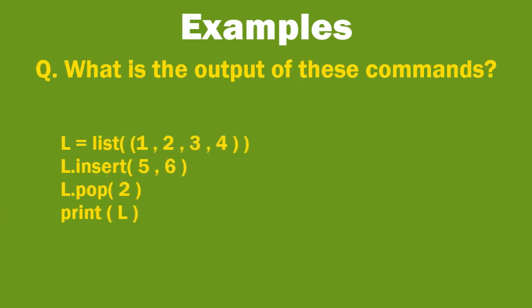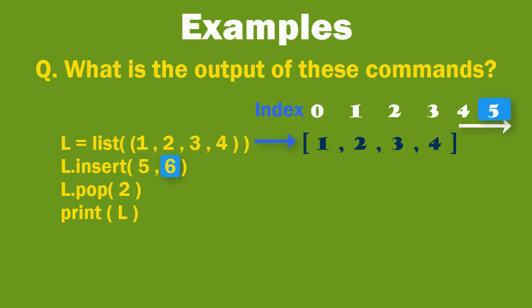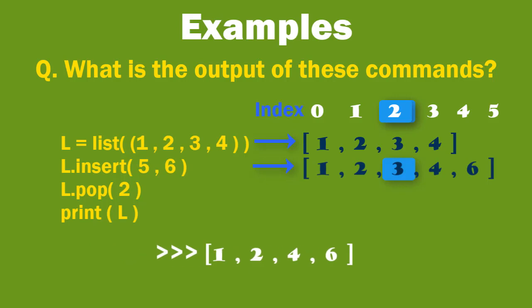Next type of question is where you are asked to predict the output of some program code. Like what is the output of these commands? Here once the list is created, insert function will insert element 6 in the end. Do note that if index is out of range, it will just append at the end. Next pop function takes an index, so pop(2) will remove 3 from the list. So the final output is as shown.